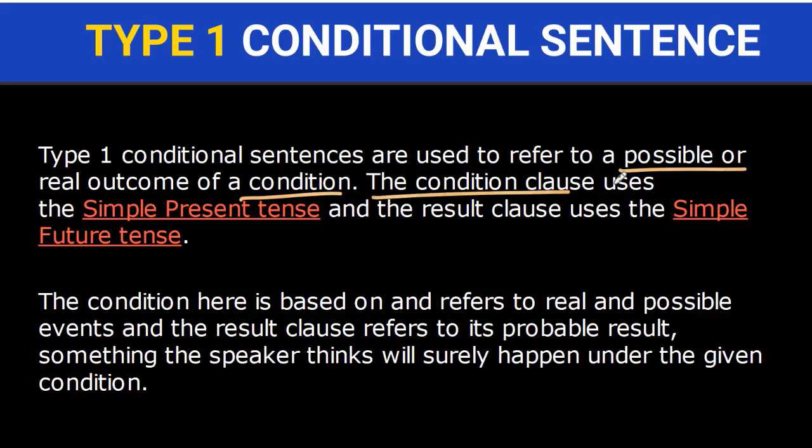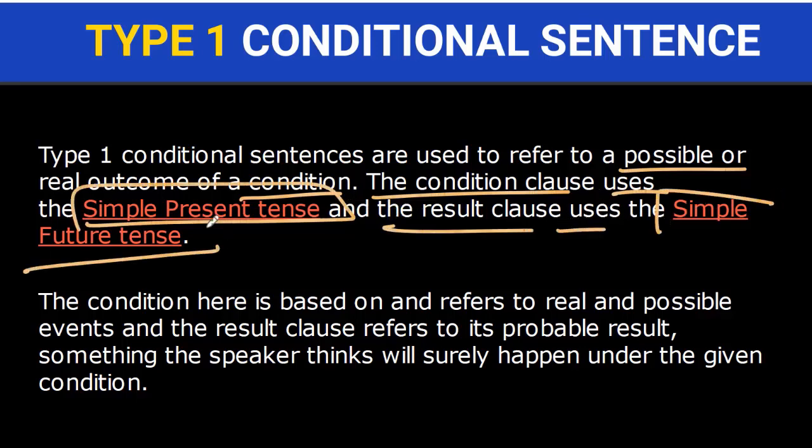So the conditional clause uses here simple present tense and the result clause uses simple future tense. So both the clauses use different tenses. Okay. The condition here is based on and refers to real and possible events, right? It refers to a very real and possible event, and the result clause also refers to its probable result, meaning the result of the condition is likely to be true, is likely to be the case. All right. So here the speaker thinks that the result will occur in a certain condition, something will surely or likely to take place. All right.